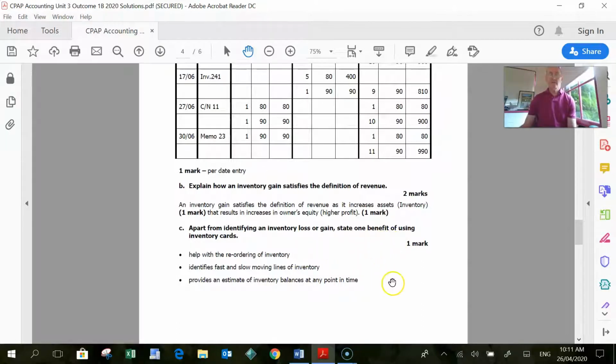Apart from identifying an inventory loss or gain, a benefit. So some of you put down one thing, but didn't say why that is a benefit. Right, so it helps with reordering, so I know when I'm running out, identifies fast and slow moving lines of inventory. Right, so that means I can tell which ones to maybe change the pricing structure with, or which ones to have a clearance sale. And so we know the inventory balances at any point in time. So most of you got 1 mark for that, no problem.